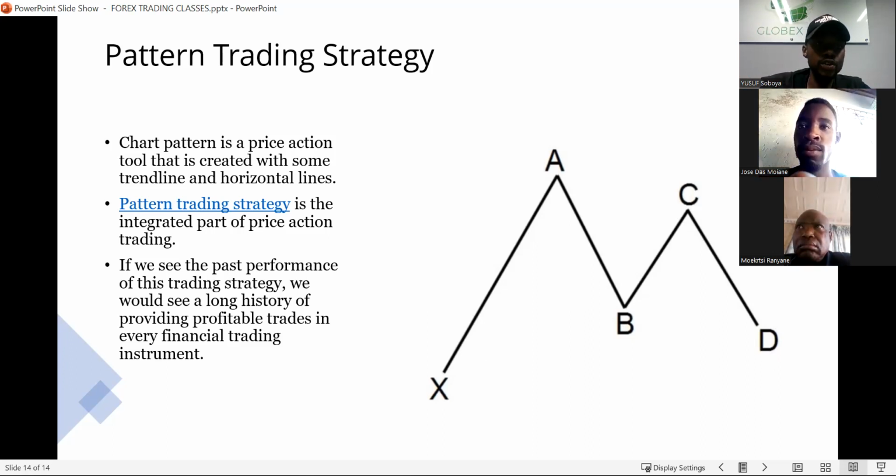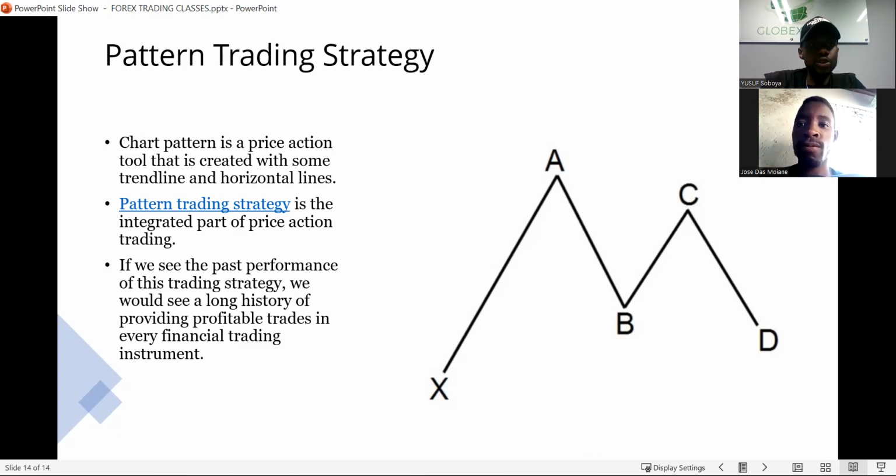A pattern trading strategy. So the chart pattern is the price action tool that is created with some trend line and a horizontal line, right? Okay.